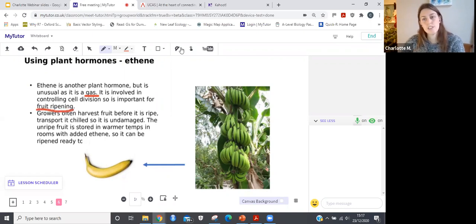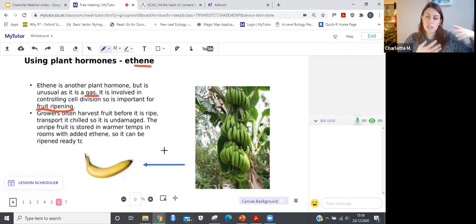And usually you'll see ethene used as an example for bananas. So bananas aren't usually grown in the UK, where I am. And wherever they are grown, they're often harvested before they're ripe. They can then be transported, say, to the UK and kept chilled. So they'll remain undamaged and they won't go off. They won't become overripe before they arrive here.